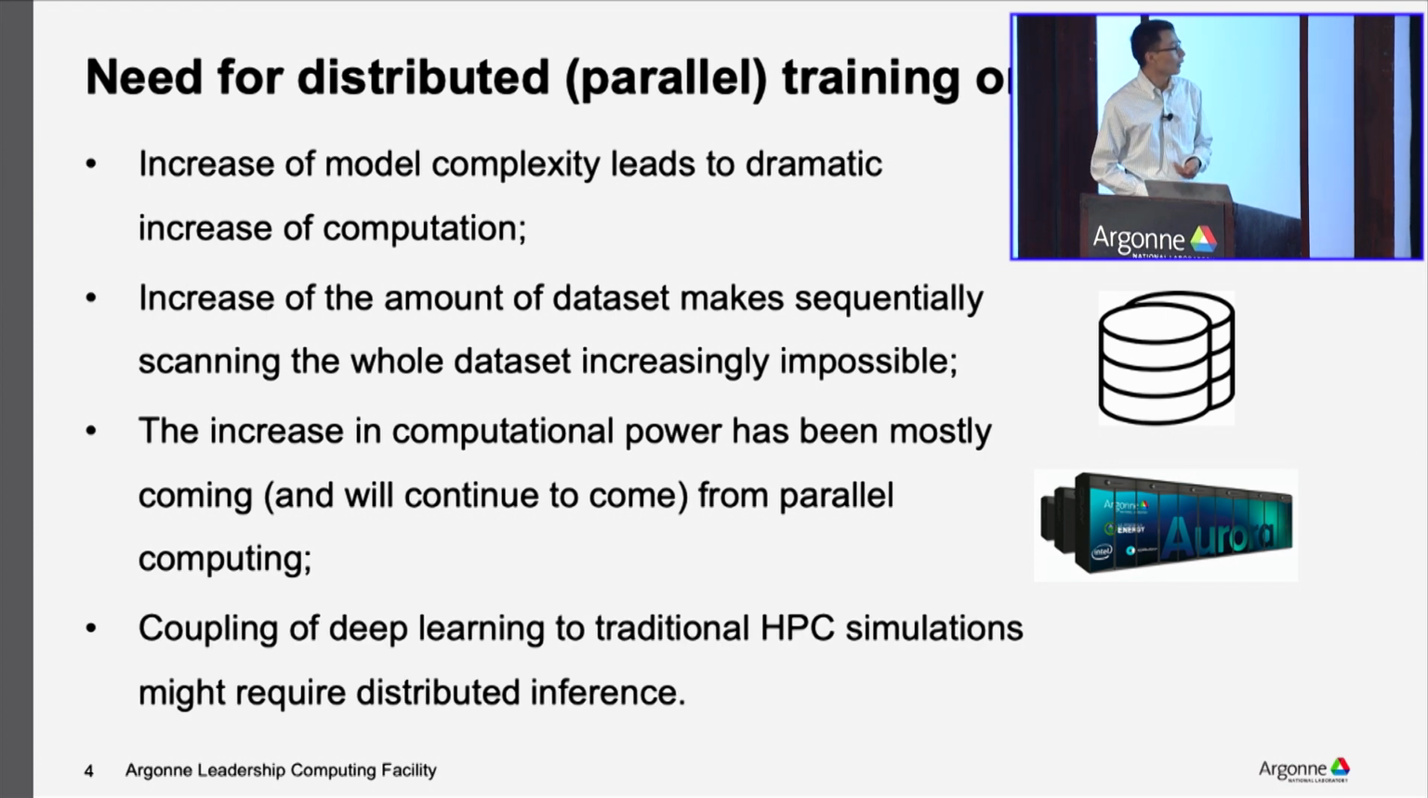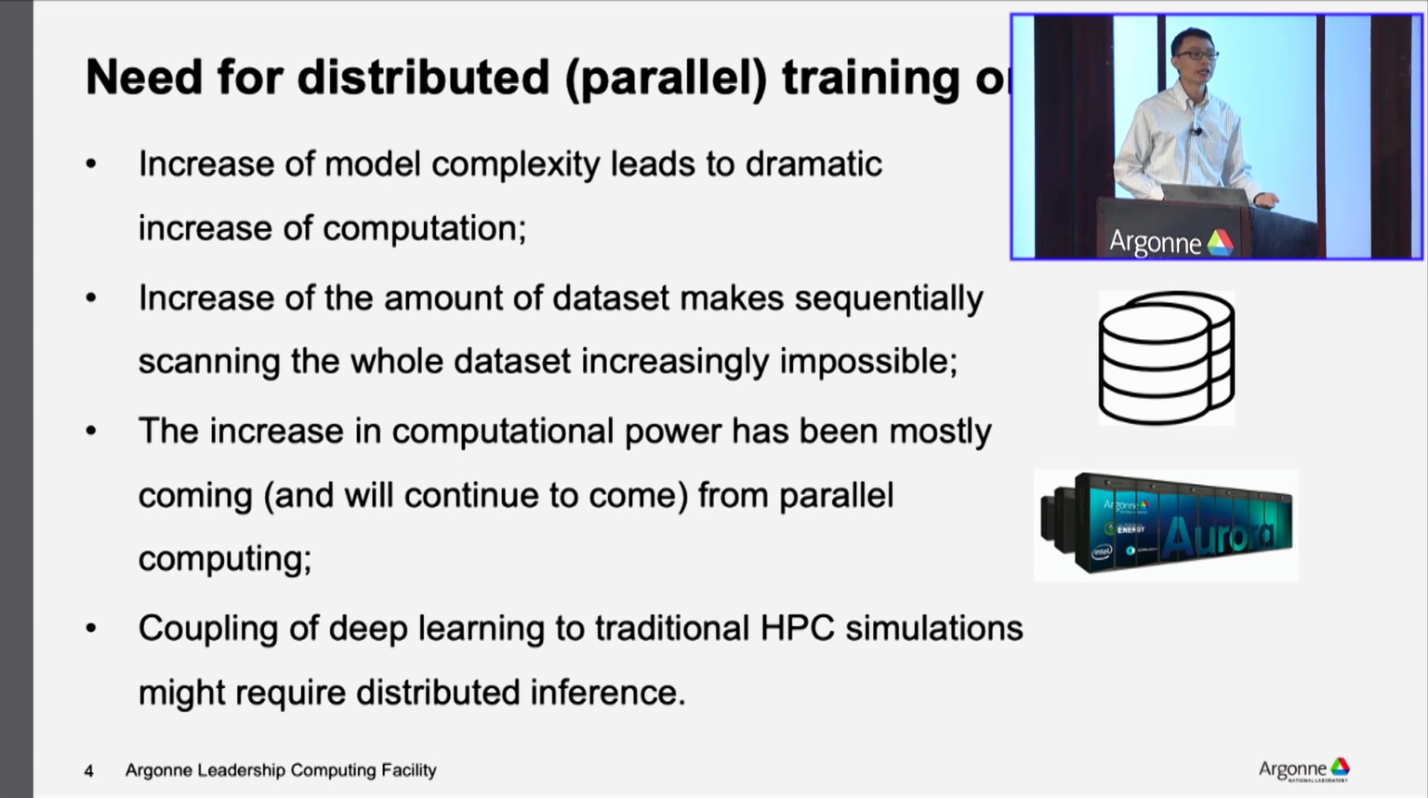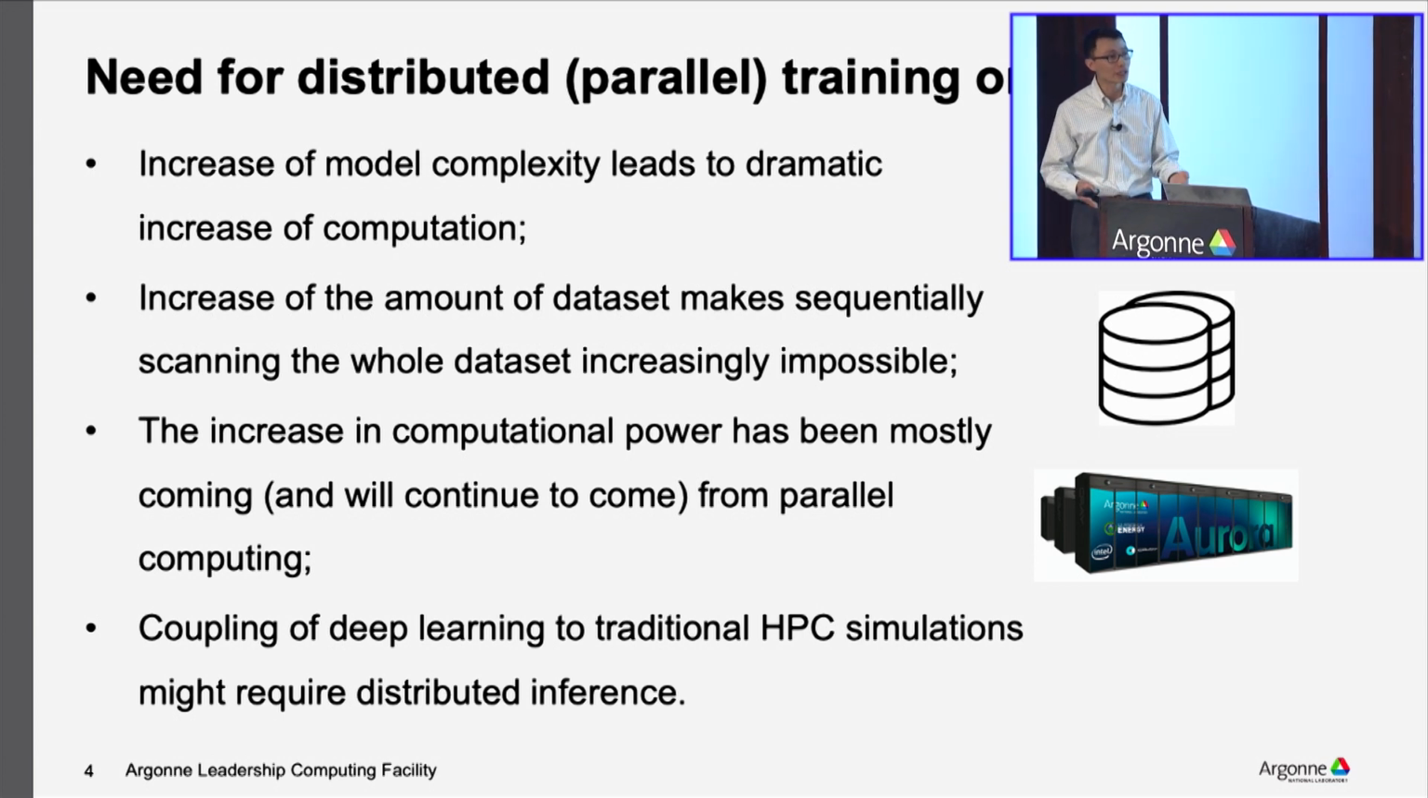And the last point is that more and more in the scientific domain, people are trying to couple their machine learning or deep learning into their traditional simulation applications, for example, computational fluid dynamics, which are inherently parallel running on the supercomputers. So it's very important to make sure that the deep learning part of this whole application also runs in a parallel fashion, so it will not become a bottleneck for this overall simulation. So that gives a sense that we truly need to have distributed training at large scale.